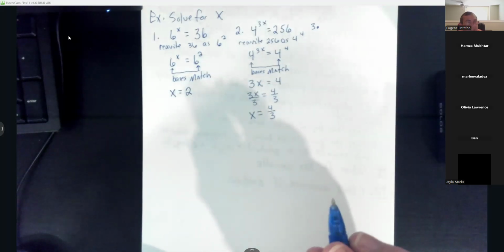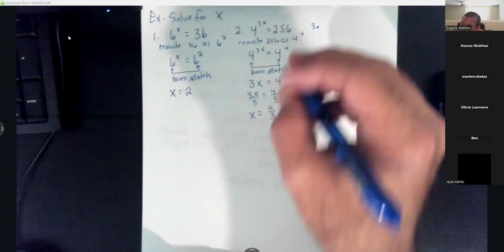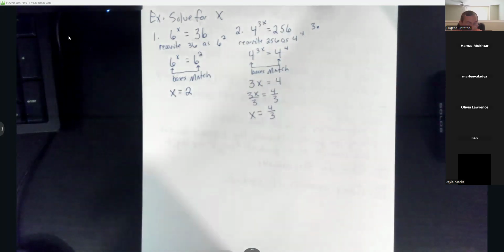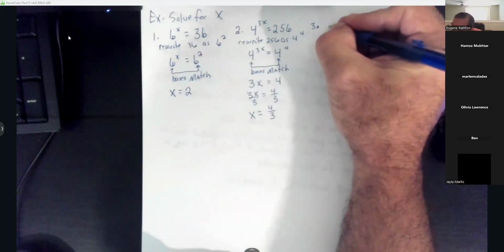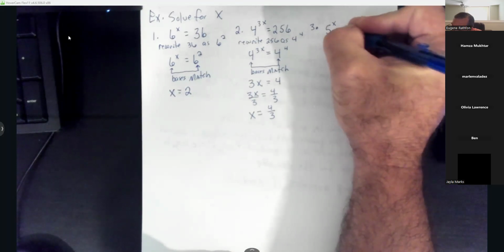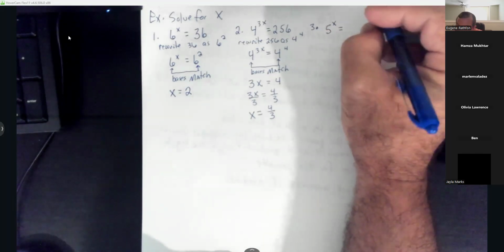All right, y'all not seeing nothing, so let's move on. Let's do one where you can't rewrite them using the same base. How about 5^x equals 19?